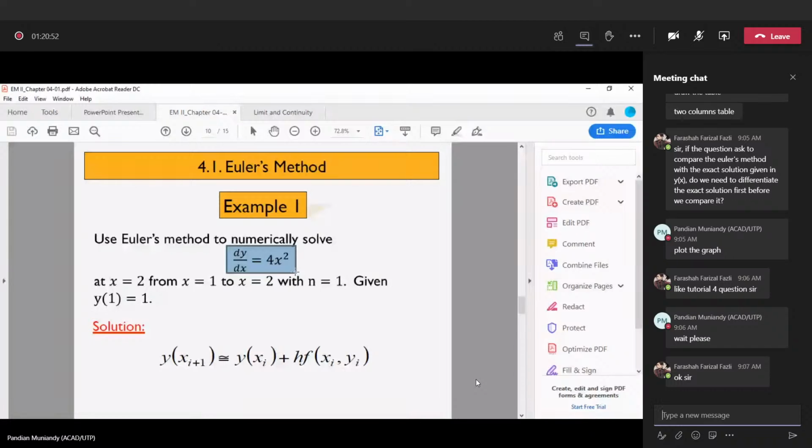You got it, class? y equals 4 over 3 x cubed minus 1 over 3. That is the exact solution. You keep that side, later on we will compare. When we substitute x equals 2, you will get y is 10 1/3. Okay? That is the analytical solution.